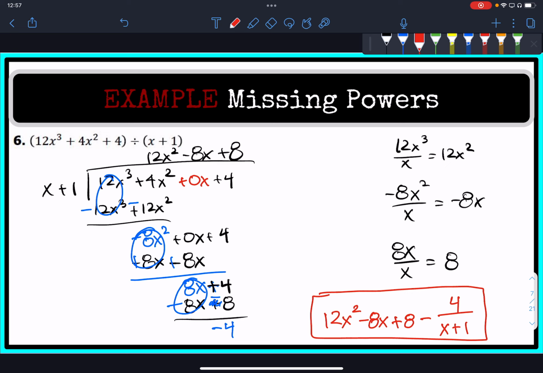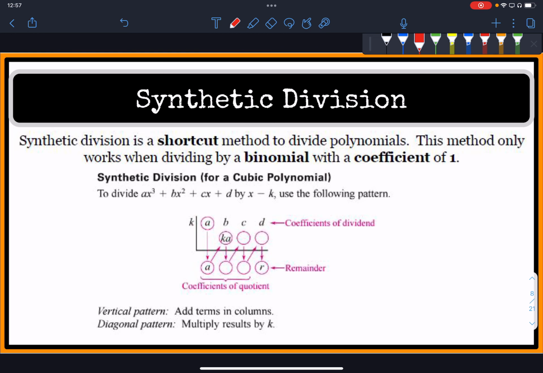Now, having gone over these 6 examples and using this technique, there is a shortcut called synthetic division. Now, synthetic division is a shortcut method to dividing polynomials. However, this method, again, does have a catch. This only works if my divisor, what I'm dividing by, is a binomial, 2 terms, where the leading coefficient specifically is 1. So in other words, I have to be dividing by something that looks like this, x minus k, where k is going to be some positive or negative number.